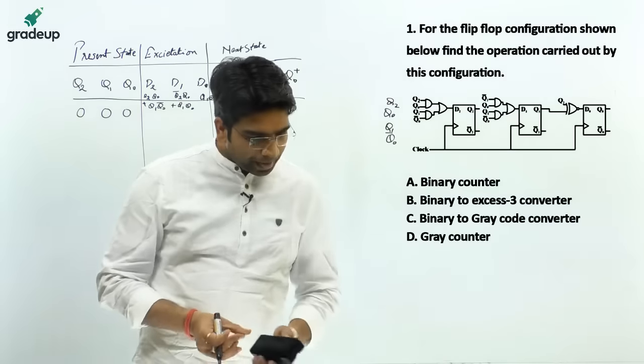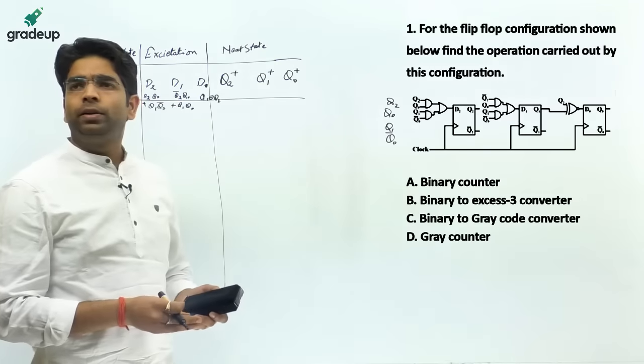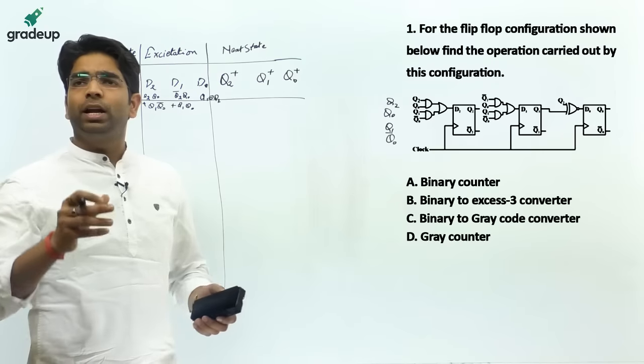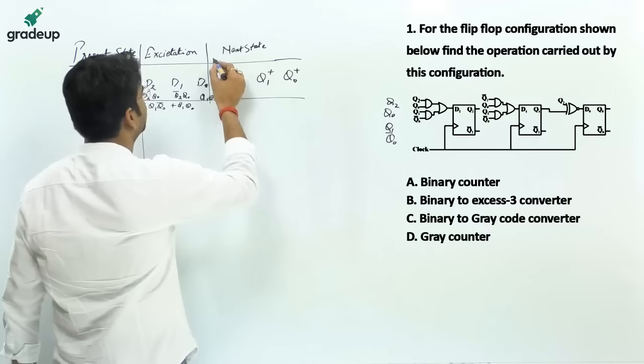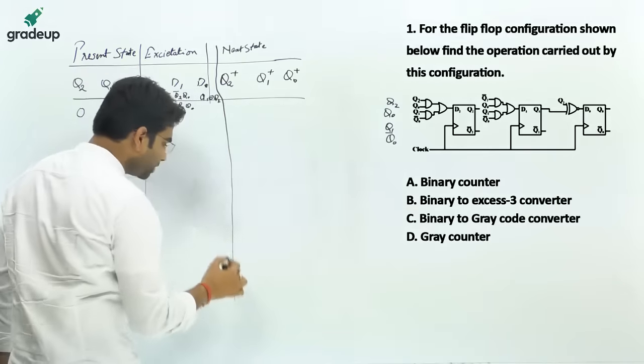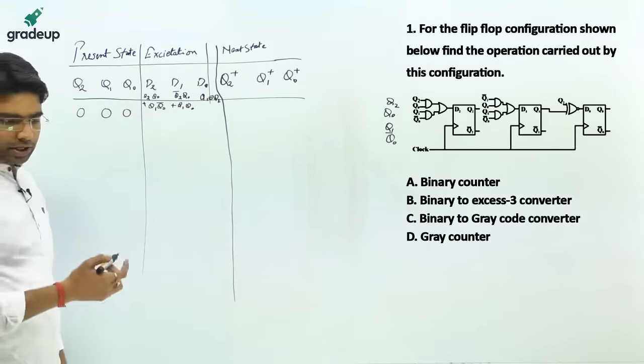Option B, binary to excess-3 converter. Sorry, my friend. Yes, sir, I'll make it fast. My speed depends upon your response. The quicker you respond, the more I'll speed up.